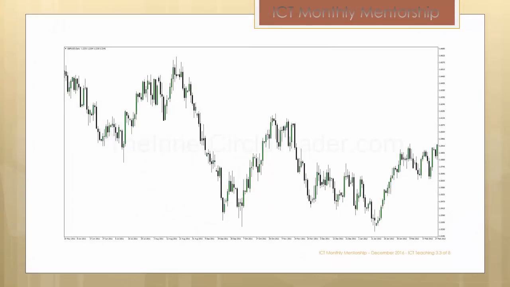Okay folks, welcome back. This is teaching 3.3, dealing specifically with rejection blocks.